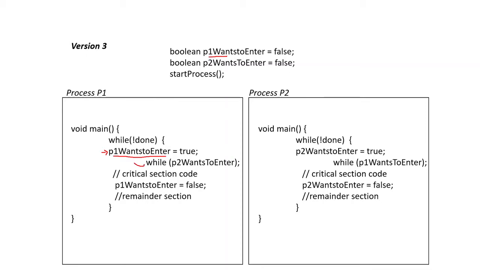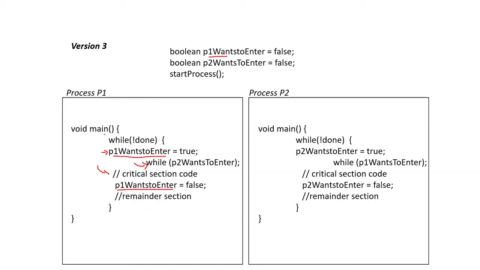Then in the next step, it checks if P2 is already in its critical section. Now at the start of the system, since both the variables have been initialized to false, this will evaluate to false, and P1 can enter into the critical section, and then change the value of this variable P1 wants to enter back to false, and then execute the remaining part of the code. Now let us see how mutual exclusion is guaranteed in this piece of code.